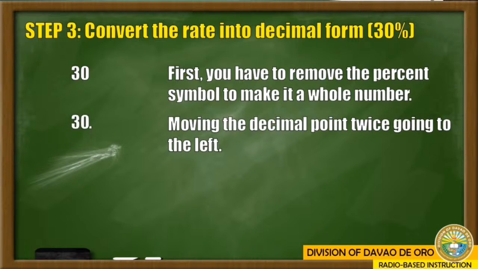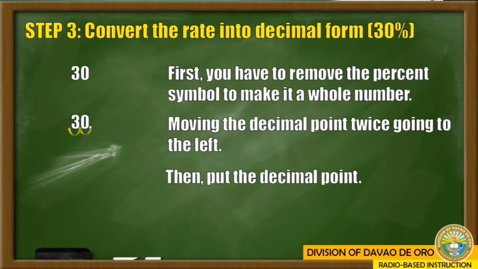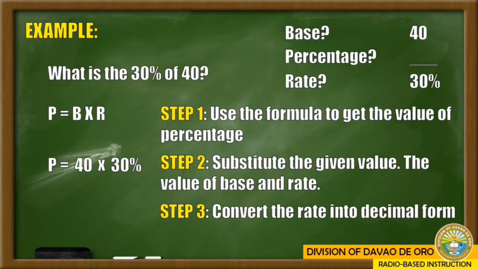Then we will move that decimal point going to the left: 1, 2. Then put the decimal point. And it will happen like that: 0.30. Understood? Okay, what is the decimal form of our rate? 0.30. So percentage is equal to 40 times 0.30. Very good.